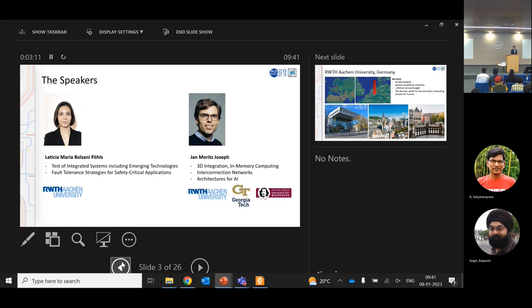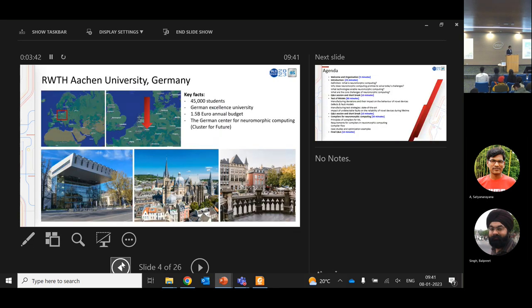Letizia and I are going to cover this topic today. Letizia is mainly working on test of integrated systems and emerging technologies. So she's going to discuss fault tolerance and test and reliability of neuromorphic computing memory chips. I come more from the system level perspective, adding the software stack for this. I did my postdoc at Georgia Tech on architectures for AI. This is also where we are going to start off today, because we understand neuromorphic computing basically as AI accelerators. We both are working at RWTH Aachen University in Germany.